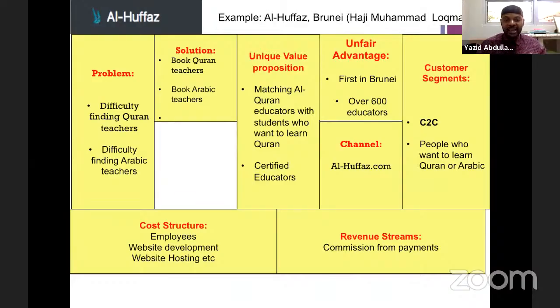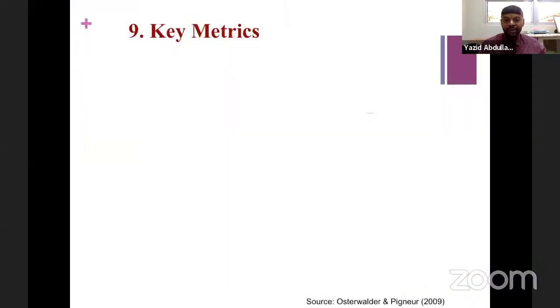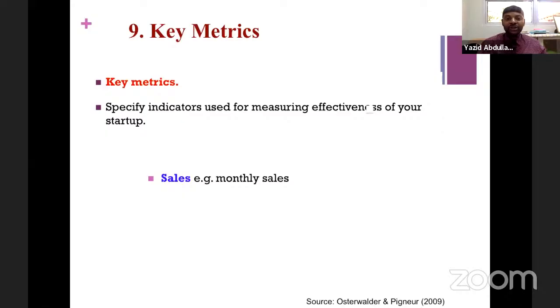And finally, we have something called the key metrics. And that's the 9th building block. So the key metric building block specifies the indicators used for measuring the effectiveness of your startup. The performance of your startup, you can measure it in different ways.